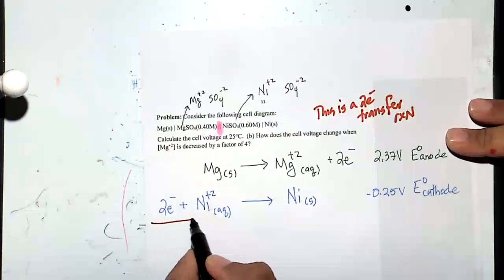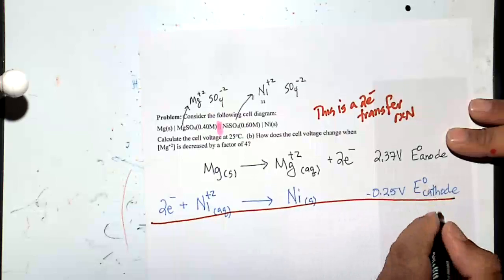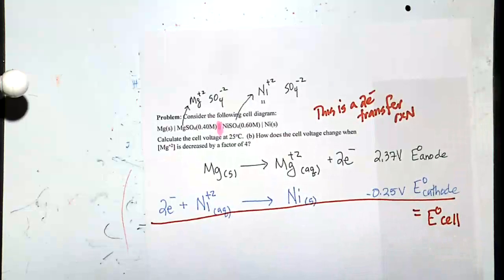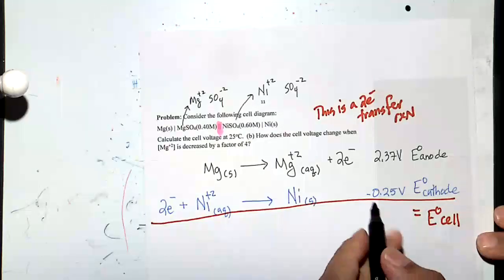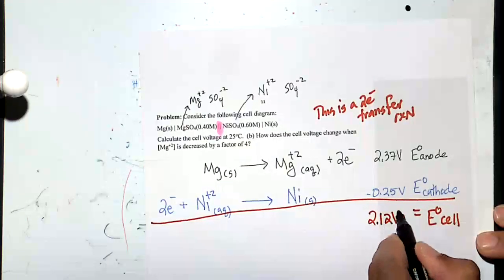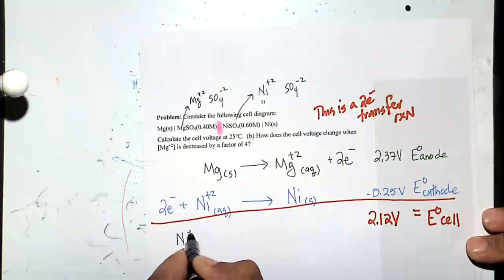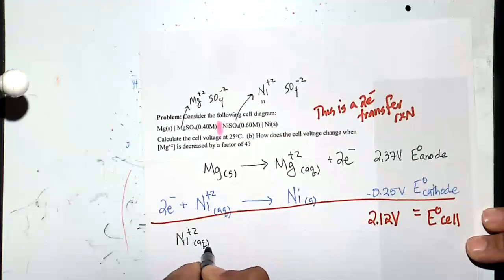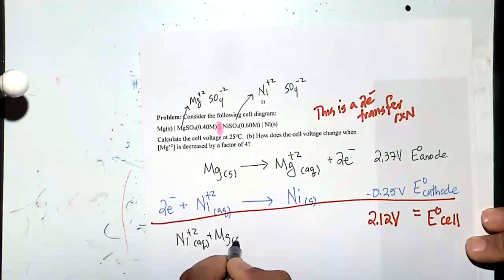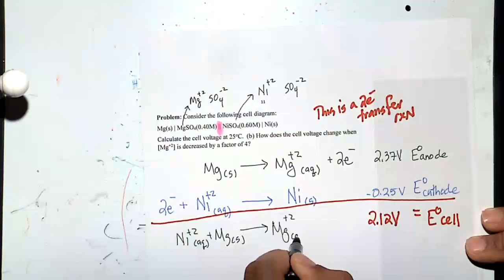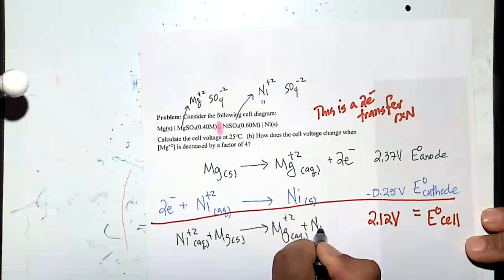All right, so now we have our Ecell. 2.37 minus 0.25 is 2.12 volts. Positive 2.12 volts. All right, let's just rewrite this reaction. Nickel plus 2 aqueous plus magnesium solid goes to Mg plus 2 aqueous and nickel solid.